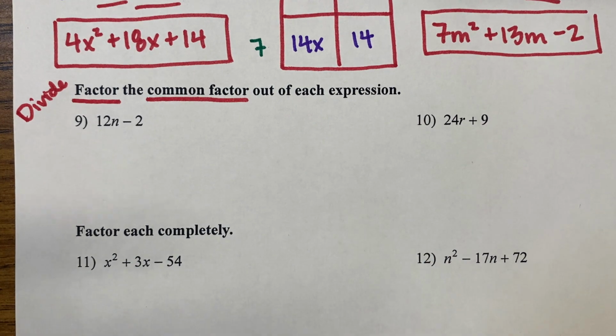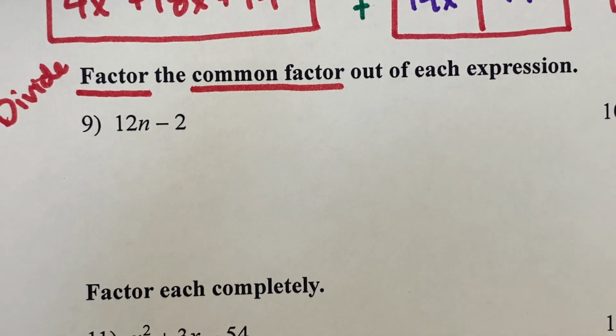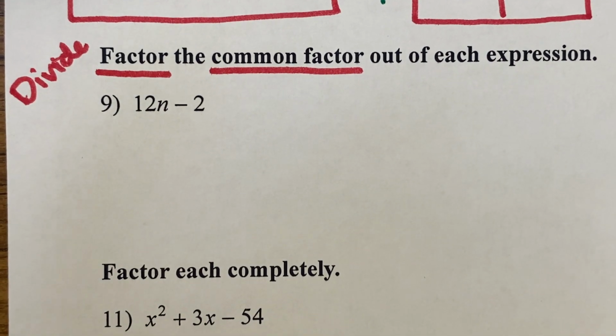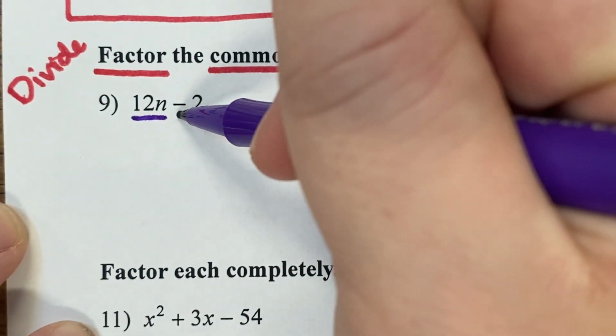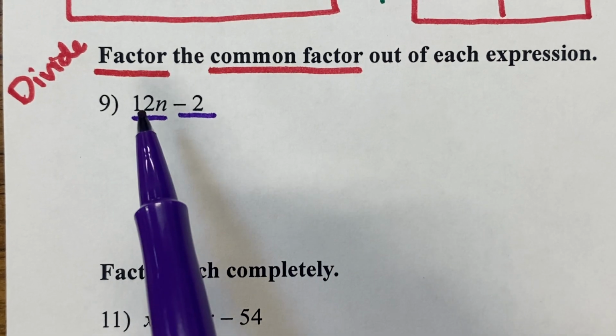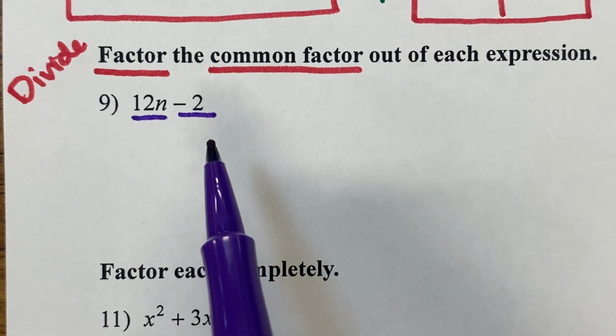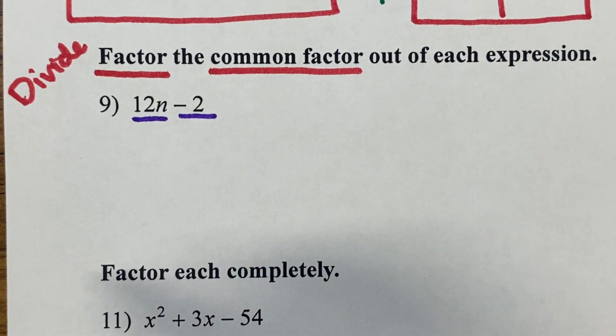Okay, so let's look at number 9. I'm actually going to zoom in just a little bit. Okay, so for number 9, we look at our terms. Okay, so I have 12n and negative 2. Okay, well, let's first look at our numbers. Okay, 12 and negative 2. And we're actually not going to worry right now that it's a negative 2. So just think 12 and 2.